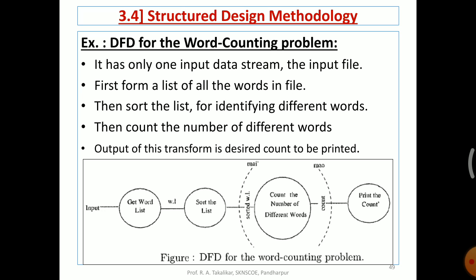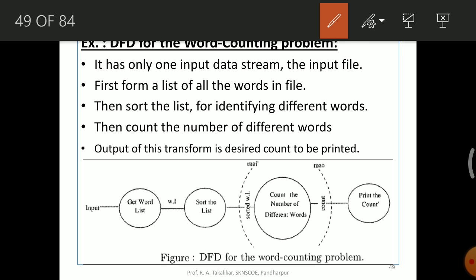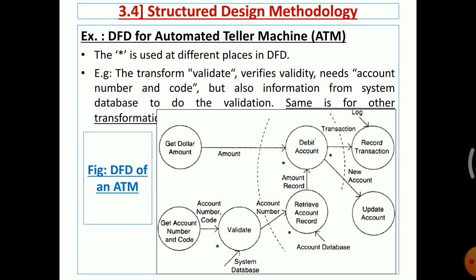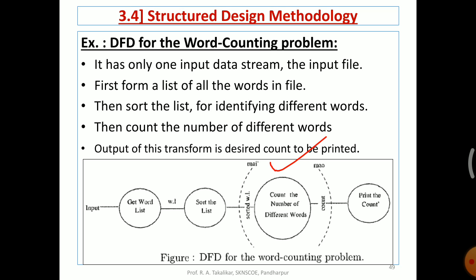This DFD can be factored in further steps that we will see in the third step, that is first level factoring, and after that further factorings in the fourth step. In that we will see how this transform module, that is, count the number of different words, can be decomposed into multiple modules. We'll see that in the further slides. So here we have seen two different examples of drawing the DFD: one for the ATM, and another for the word counting problem.